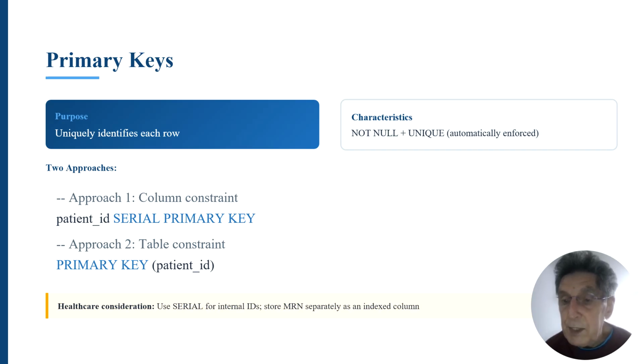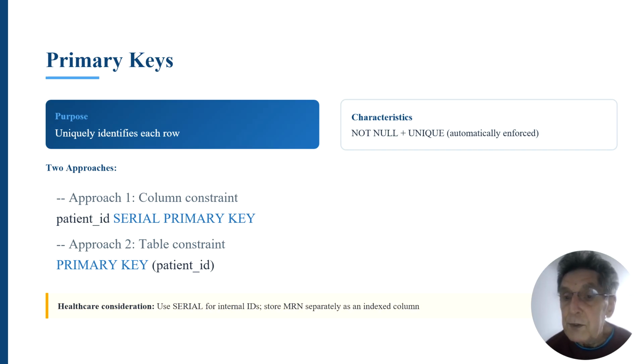Column level is patient_id serial primary key, and that's a compact way to say this, and common for single column keys. Table level is PRIMARY KEY (patient_id), required for composite keys and is more explicit. So there's two ways to skin the cat.